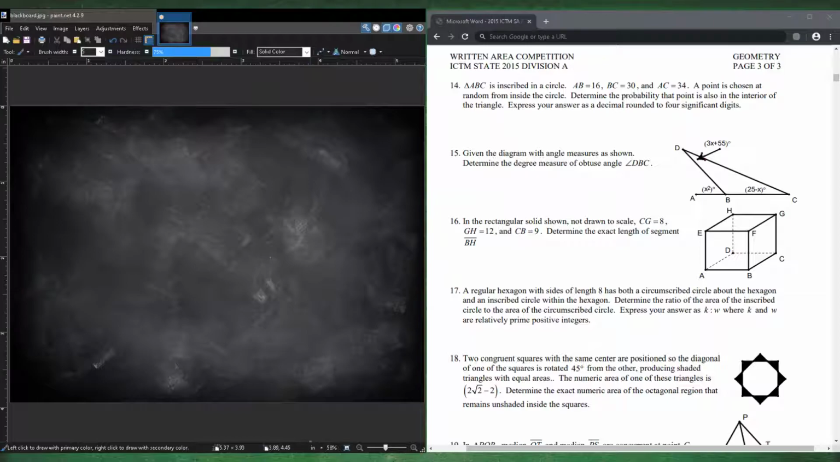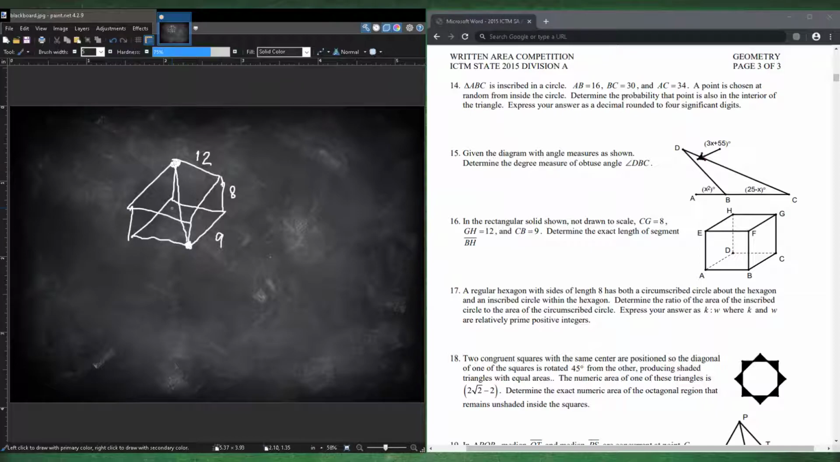Okay, number 16. In the rectangular solid shown, not drawn to scale, CG is 8. Okay, so let's kind of draw this. CG is 8, so this is 8. GH is 12, and CB is 9. Okay, determine the exact length of BH, so from here to here.